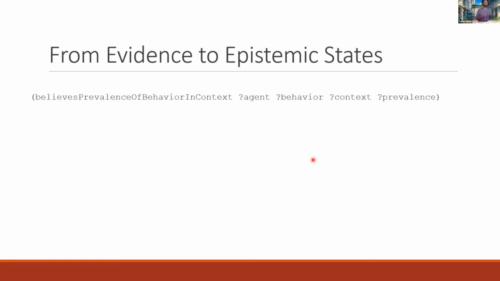All right, so the agent now has a body of evidence, right? A bunch of norm frames with these evidence-for statements. And now needs to be able to communicate its beliefs, right? Needs to be able to point to a situation and say, I believe that this is this prevalent, this has this evaluation. And we do this with two types of epistemic states represented in this logical form. So, believes prevalence of behavior in context.